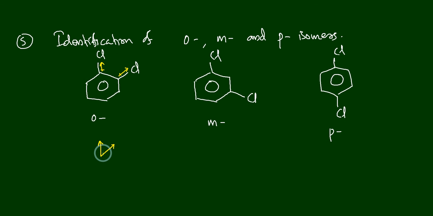So these are the dipole moments. What will be the angle between these two dipole moments? That will be 60 degrees, because this angle is 60 degrees. So the angle between these two is equal to 60 degrees. So what will be the net dipole moment? The net dipole moment will be in between this. This is the net dipole moment.